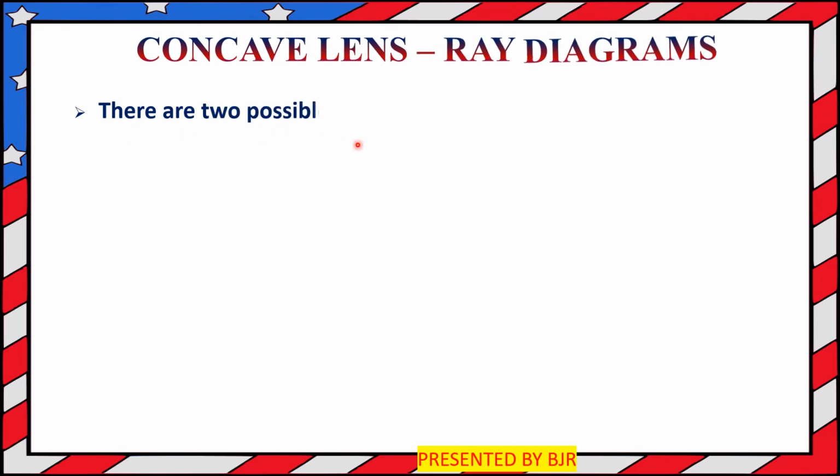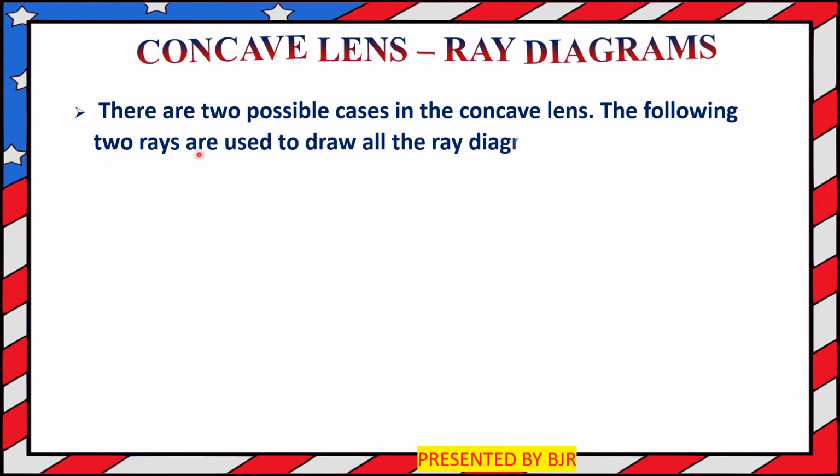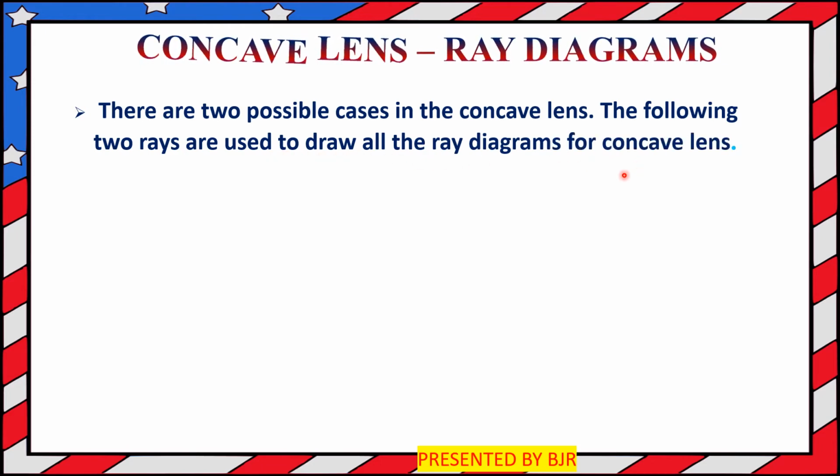There are two possible cases in the concave lens. And in drawing the ray diagrams, I am going to use the following rays. The following two rays are used to draw all the ray diagrams for concave lens. That is, in both cases, I am going to use the following two rays. Whichever two rays you can use, but here I am using only these two rays.